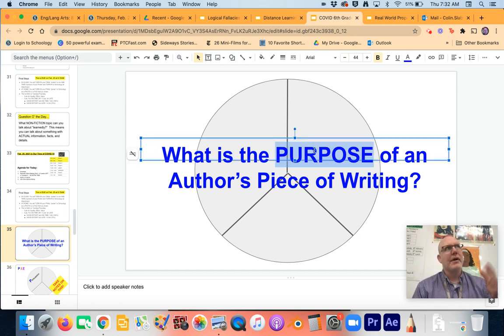We're transitioning from the writer's craft. What do writers do? How do they make their writing spiffier and more interesting? To now, why did they write it in the first place? Okay. So the purpose of an author's piece of writing is what we're focusing on as we move into really a genre that people hate. They're like, no, nonfiction. Ugh. Nonfiction is amazing.